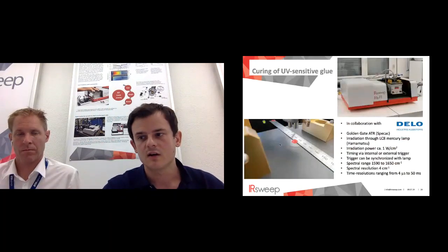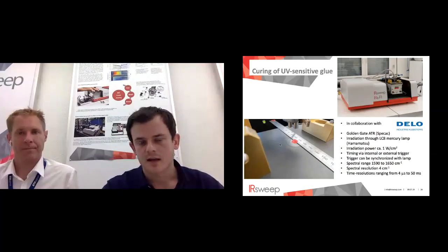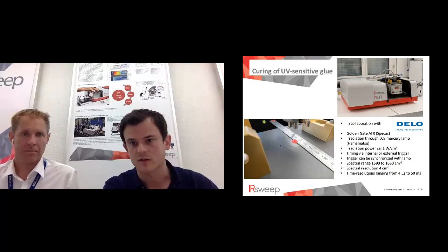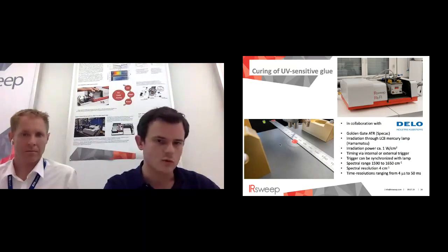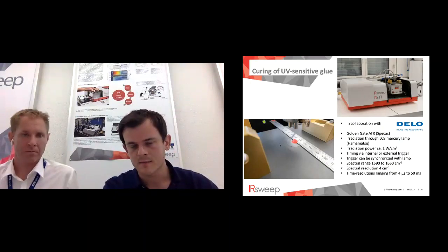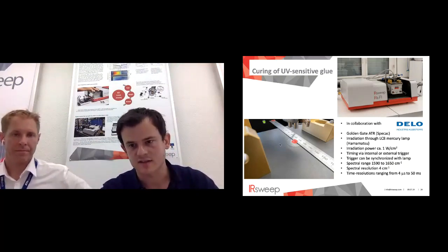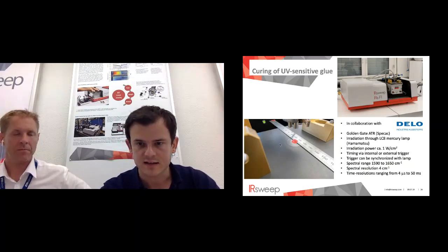And the challenge here was to have a very fast UV curable glue that we wanted to observe while it cures. And that was a task given to us by a German industrial glue company, Delo. And the way we did it is we put the glue on an ATR crystal, and then we synchronize the data acquisition with the switching on of the UV light, and then we want to observe how the thing cures. Of course, this is not a microsecond range experiment. This is more milliseconds to very few seconds.